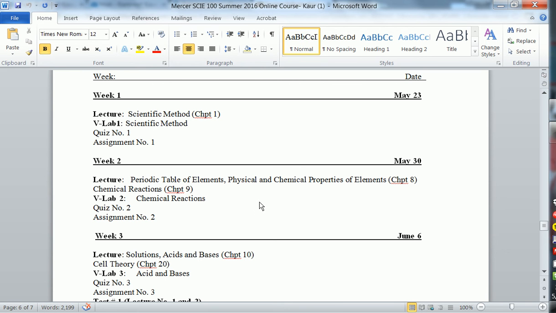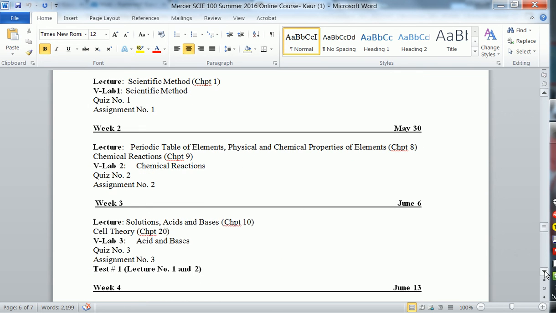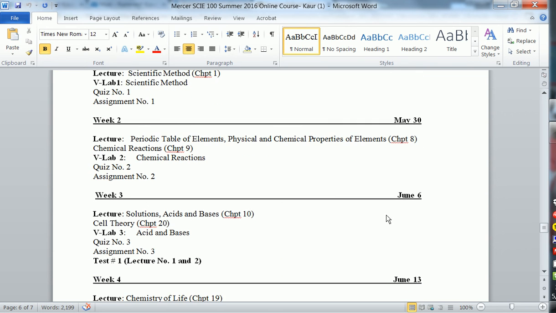Okay, moving to your week number 2. In week number 2, we are going to talk about chemistry. We are going to talk about what are elements, what are atoms, what are the subatomic particles, how these atoms bond with each other. We'll be talking about the periodic table. So this is what we are going to talk about in week 2. Along with that, we are also going to talk about chemical reactions.